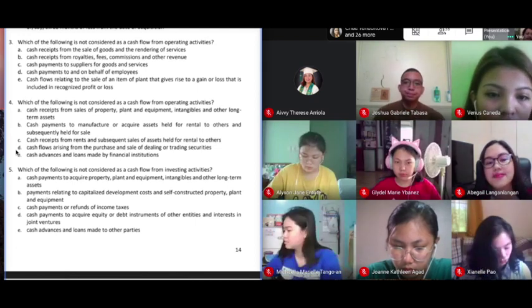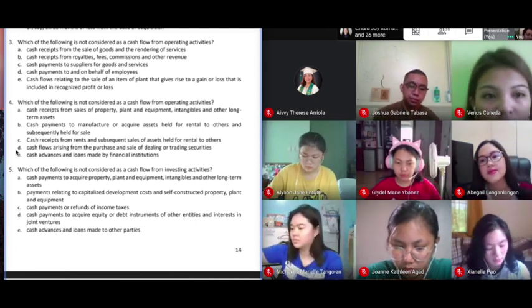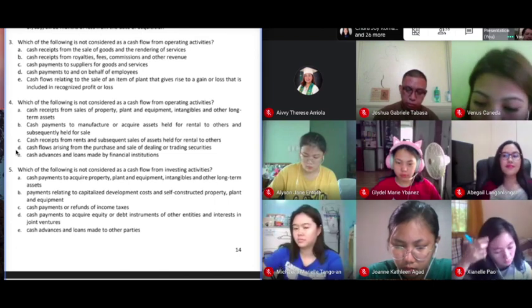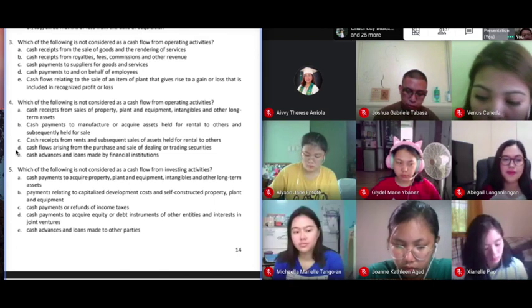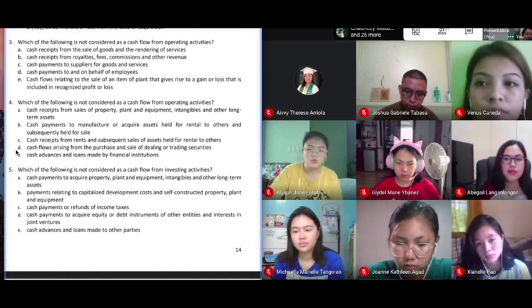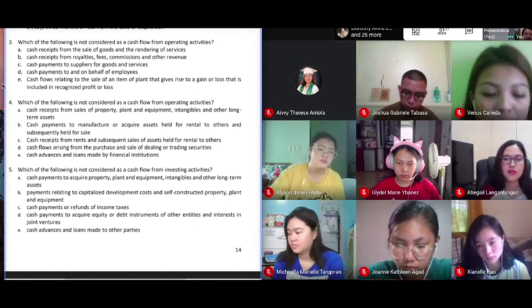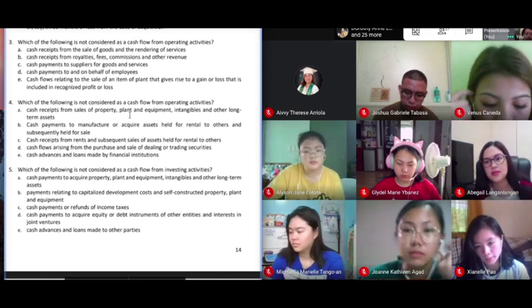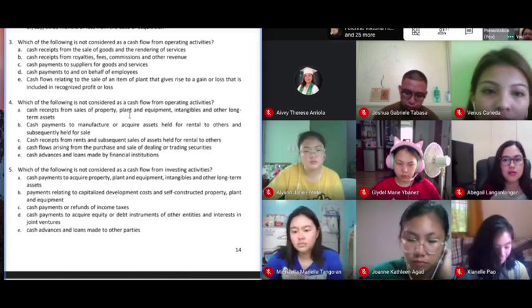And again, this is how multiple choice questions for cash flows will be constructed, class. You will be given an enumeration, and all that is asked from you is to identify whether it is an operating activity, investing activity, or financing activity. So make sure to master the classification of the cash flows, class.